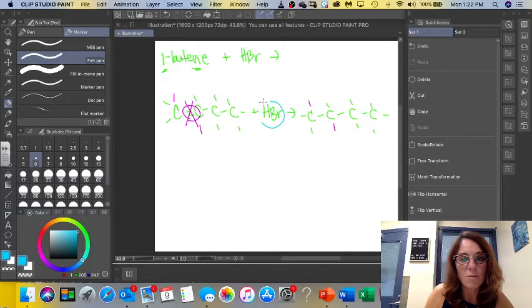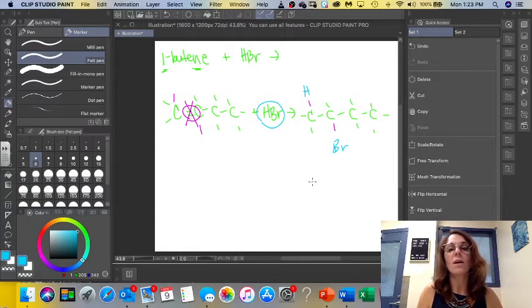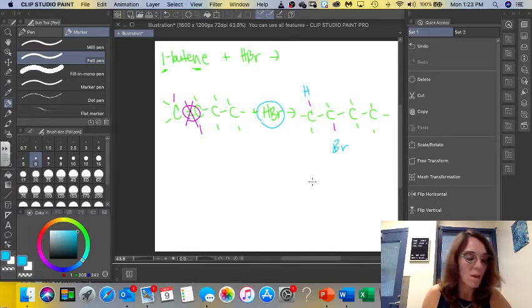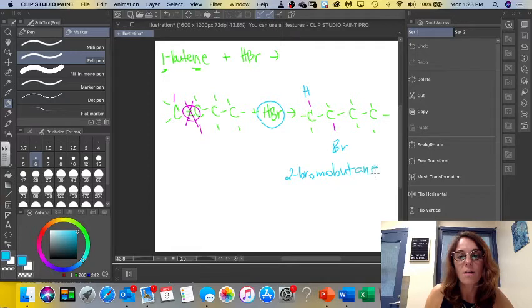This hydrogen bromide will break apart, and the hydrogen and the bromine will go on each one of the open bonding sites. So what have I created here? This is now carbon number 2, because I'm going to start numbering from this side. So this is called 2-bromobutane. Okay. In an addition reaction, we only have one product. That's it. Okay, so that's my only product.